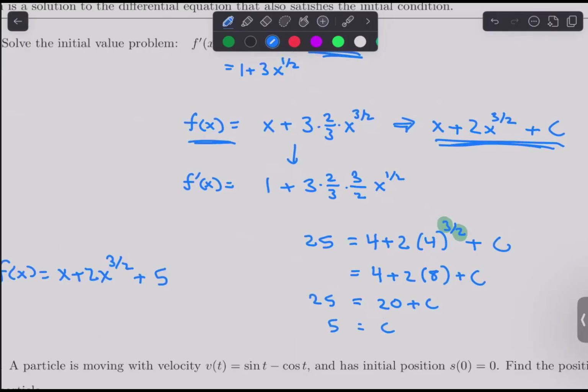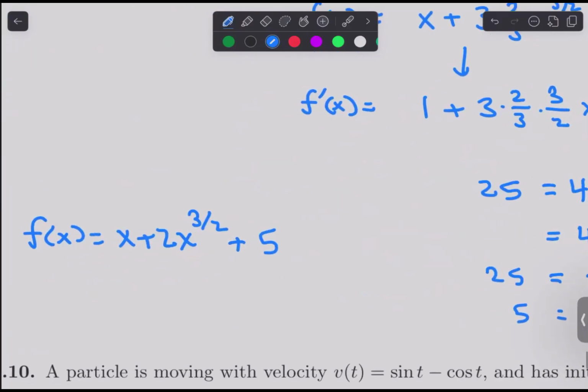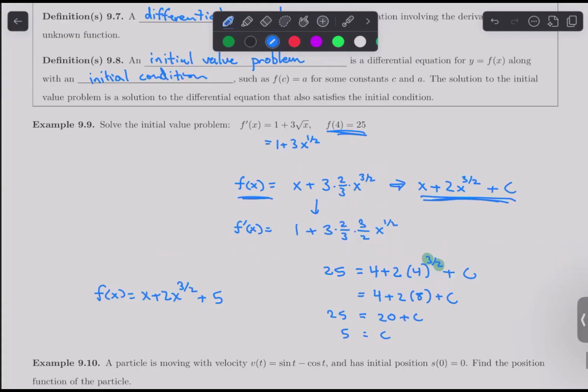So again, I was going back to my function that I had right up here, and then now I know what my constant should be, and we ought to make that 5. Now, of course, you can double check if you're at all paranoid, right? You can plug in 4 to this and verify that you're getting out 25. And you can verify that when you take the derivative of this, you get back to where we started. In this case, this 1 plus 3x to the 1/2. All right. Well, maybe I should shade in my final answer here.